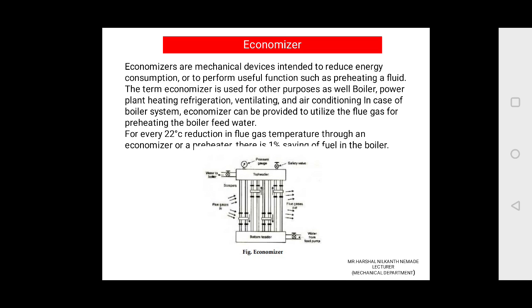Economizer. Economizers are mechanical devices intended to reduce the energy consumption or to perform a useful function such as preheating a fluid. The term economizer is used for the purpose as well in the boiler, power plant, heat regeneration, ventilating, and air conditioning. In case of the boiler system, an economizer can be provided to utilize the flue gas for the preheating of the boiler feed water. For every 22 degrees Celsius reduction of the flue gas temperature through economizer or a preheater, there is a 1% saving of fuel on the boiler.